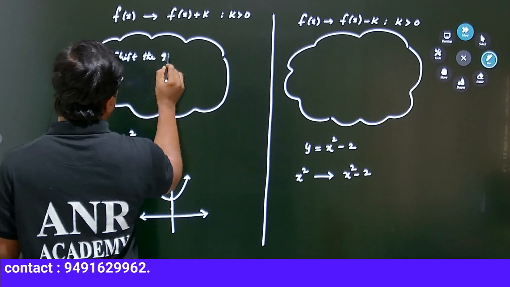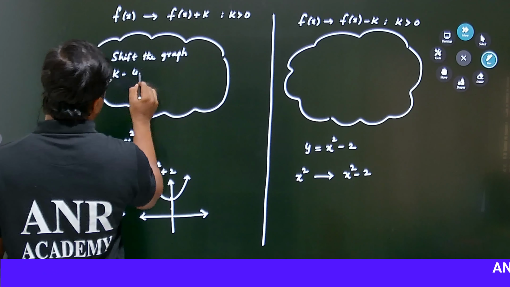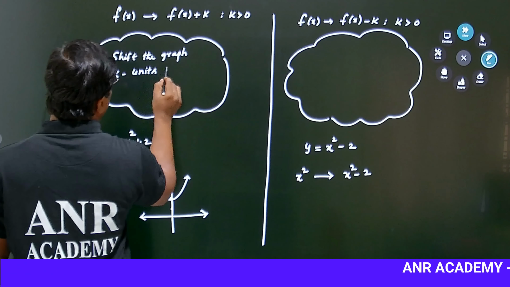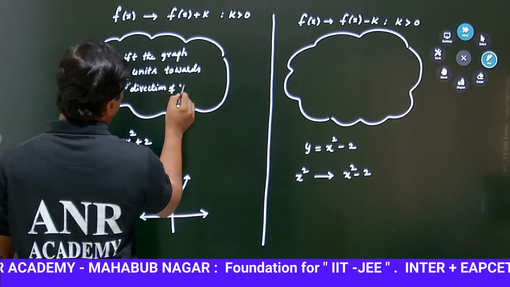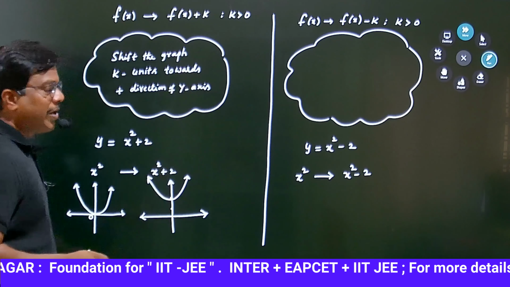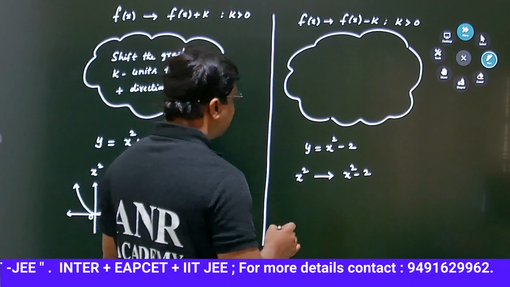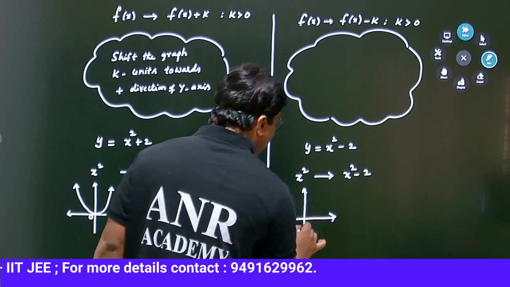shift the graph k units towards the positive direction of the y-axis. If you remember this condition, you can easily transform any type of graphs. Next, x square first, that is the U-shaped graph.